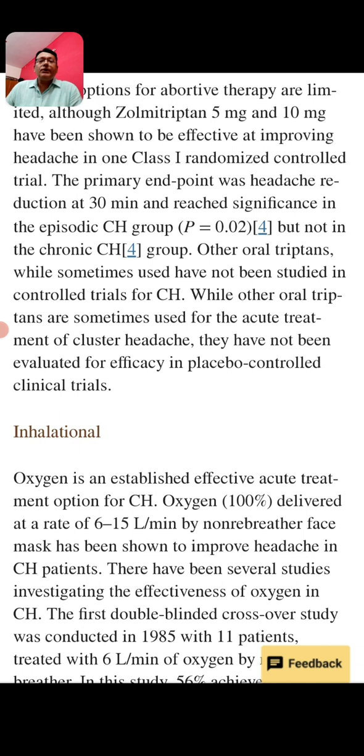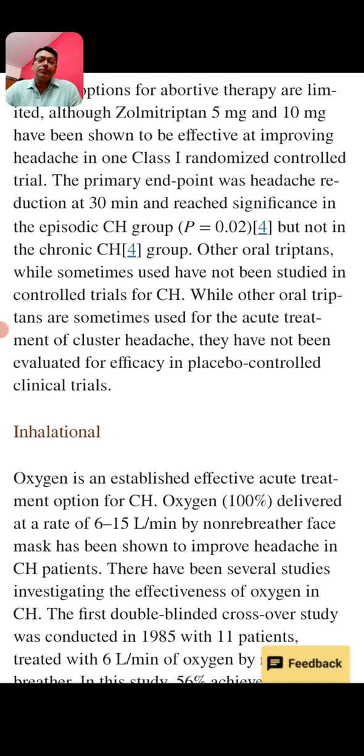Now, the important point is that for abortive therapy, we can use zolmitriptan and other varieties of triptans, and they have shown efficacy. Oxygen is also an established effective acute treatment option for cluster headache. It is delivered at the rate of 6 to 15 liters per minute.